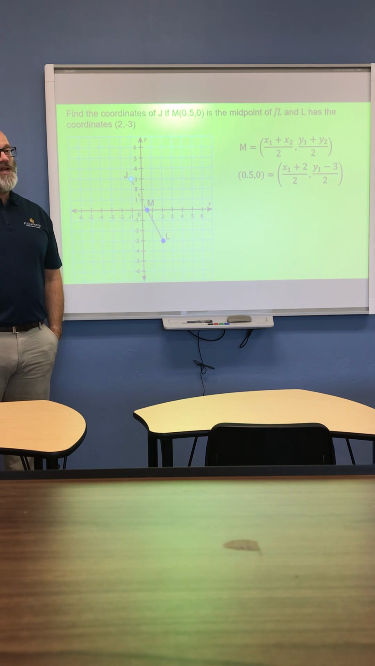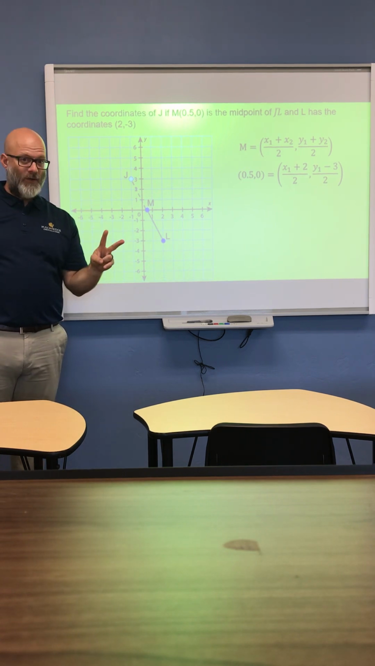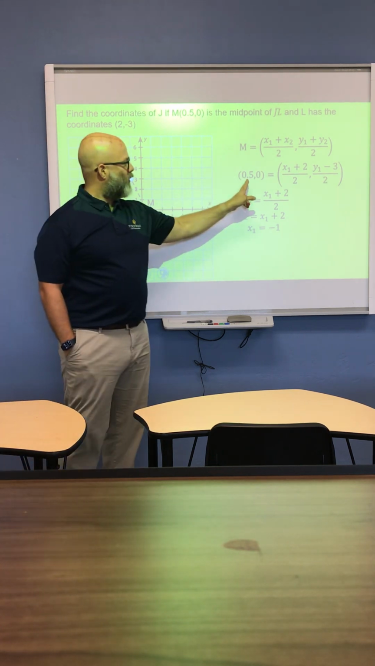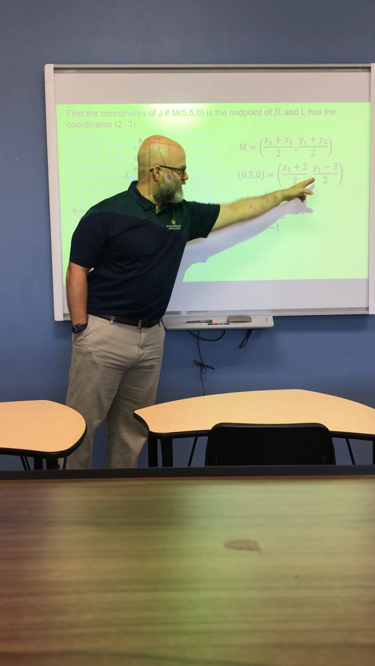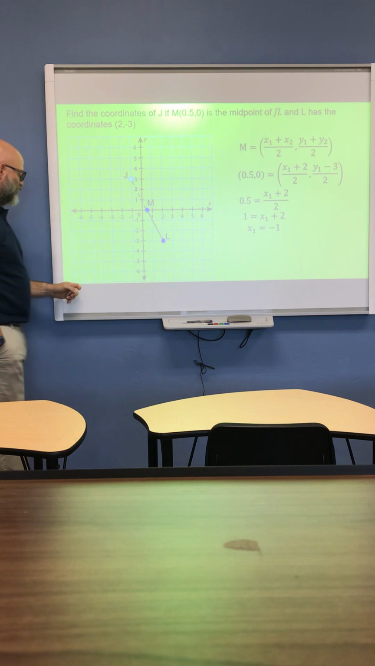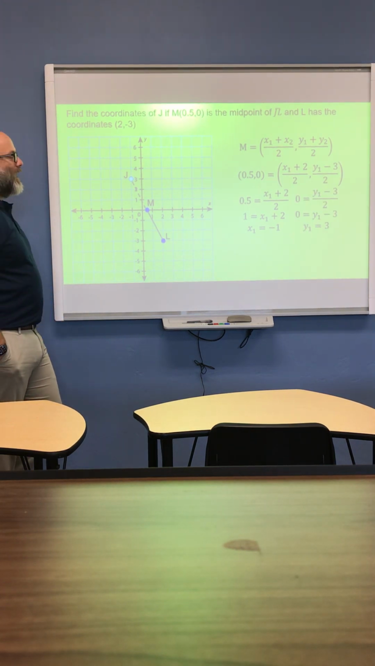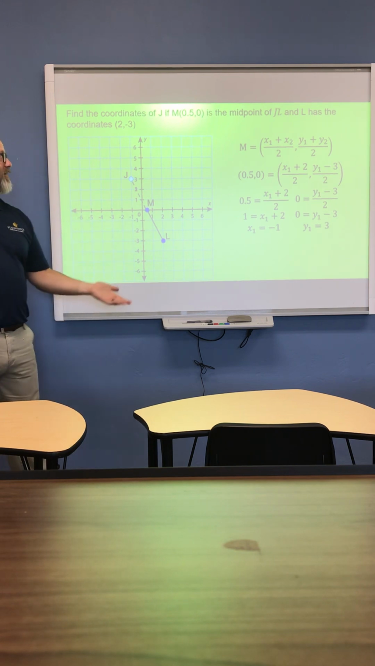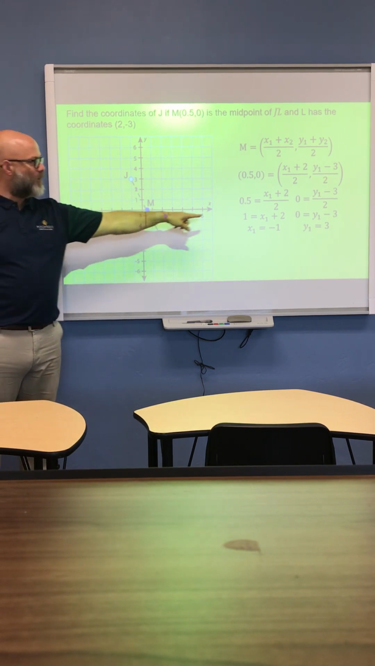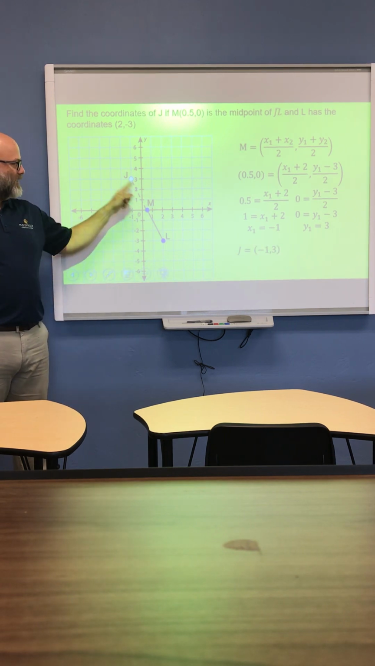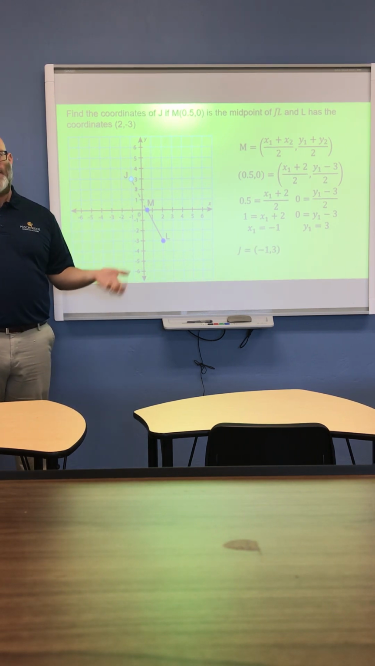Looks like I have one equation, but I really have 2. What 2 equations? 0.5 equals this, and 0 equals that. Now, am I done? I'm done. I've got the coordinates for J. x1, y1 is J. And what are they? Negative 1, 3. Looks right based on my graph.